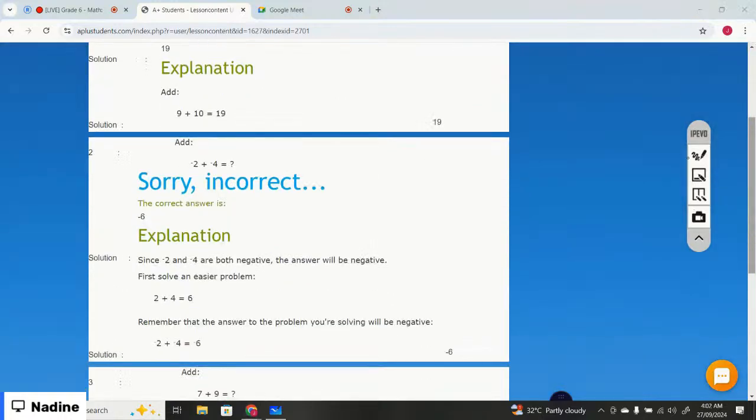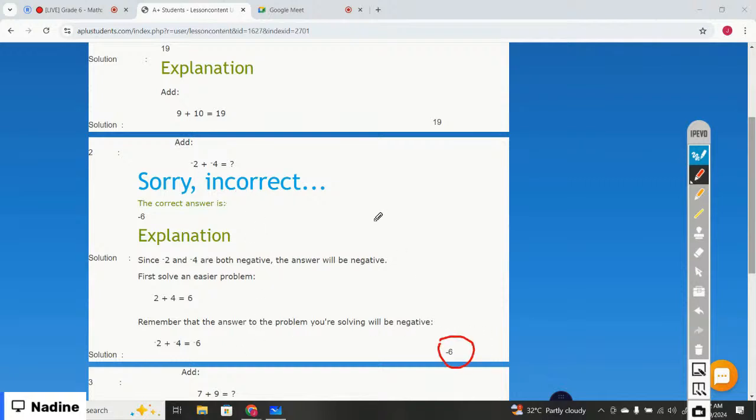The next one is negative 2 plus negative 4. So you are adding two negative integers, right? How do you add? When you have both the integers negative, you need to add them. You have to do 2 plus 4, that is 6. But you need to put the negative sign with the answer, right? That is negative 6. Negative 2 plus negative 4 equals negative 6, right?